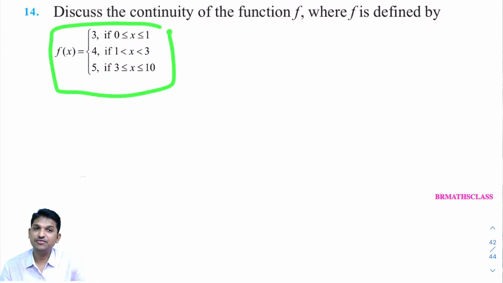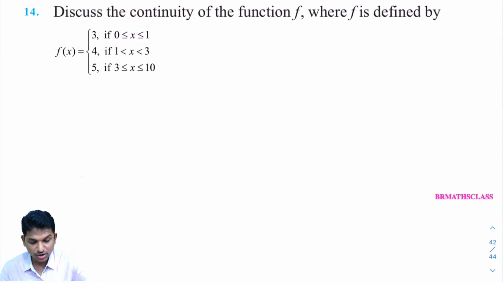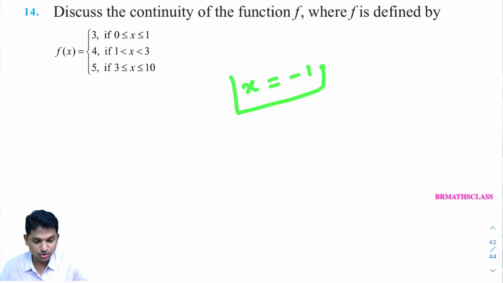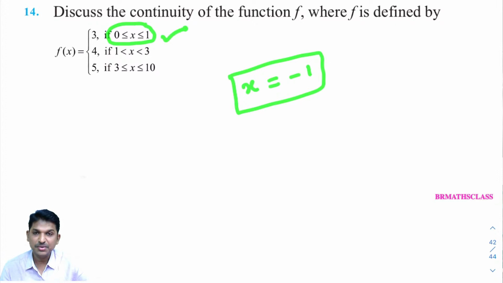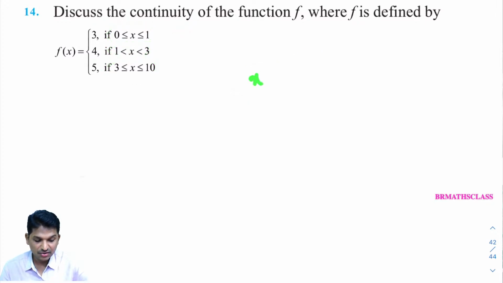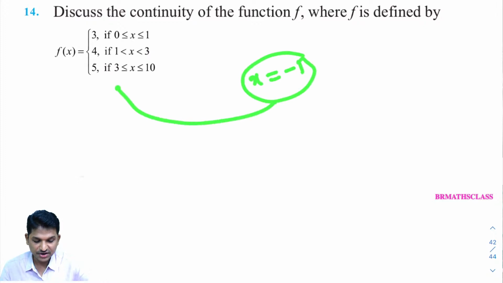Is this function defined for all real numbers? For example, x equal to -1. Then which function to choose? When x equal to -1, which function to choose? You can observe this first one. This is in between 0 and 1 only. In this interval, -1 is not there. And you observe all these things are greater than 0. So, when x equal to -1, which function to choose? This function is not defined when x value is -1.